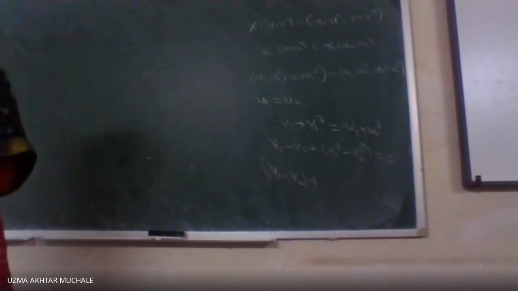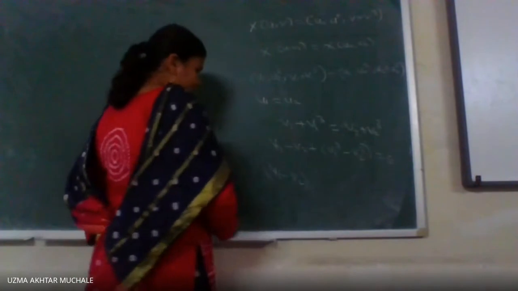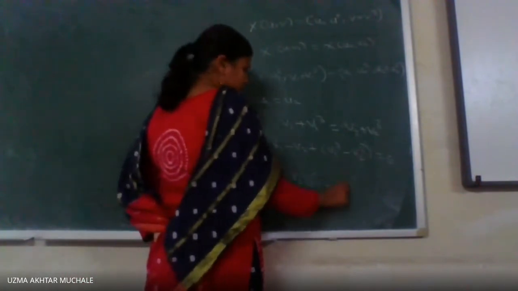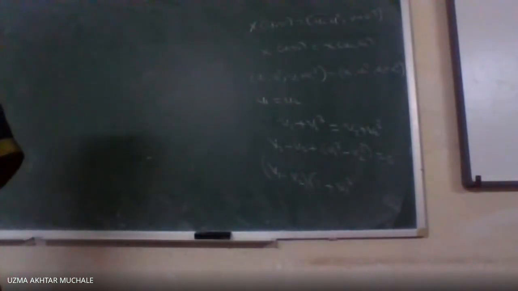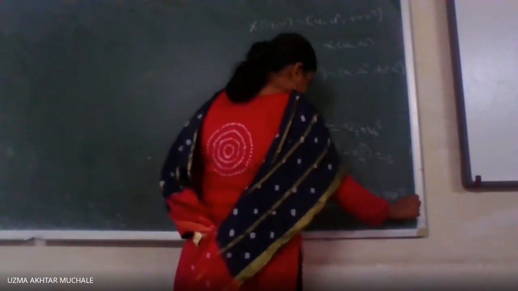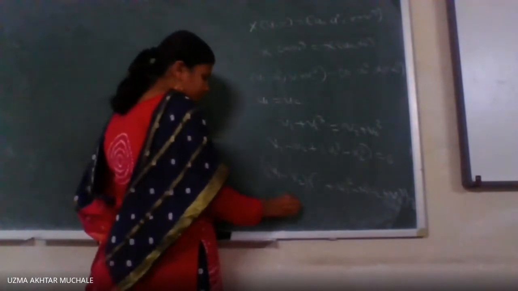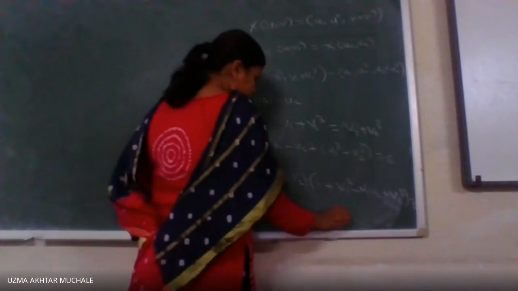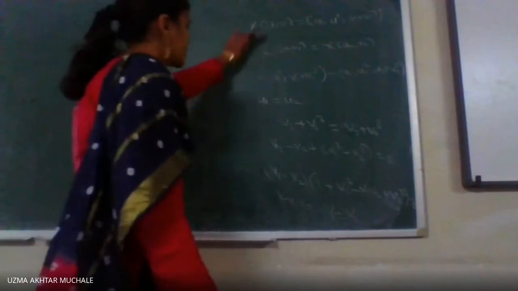So next, what is the formula for a cube minus b cube? We can take v1 minus v2 common, and what remains is 1 plus v1 square minus v1 v2 plus v2 square, which is equal to 0. So the product is 0, that means either one of them is 0. If I take v1 minus v2 equal to 0, I can say v1 is equal to v2. So here we have shown the function is 1-1.